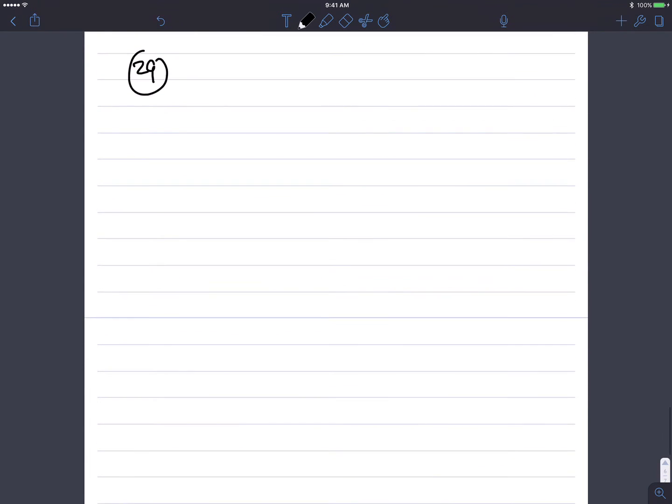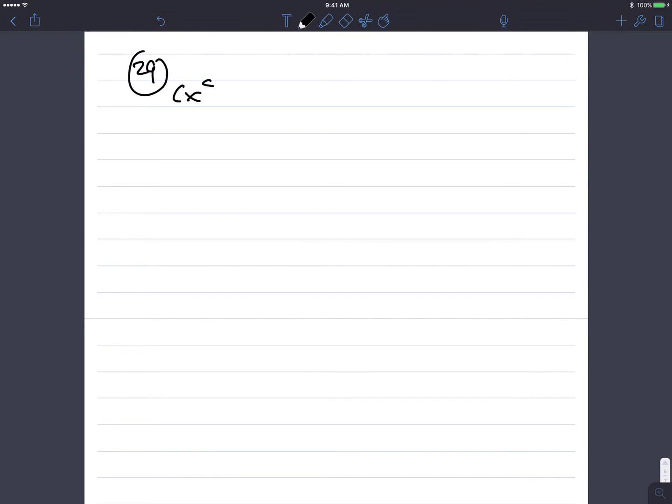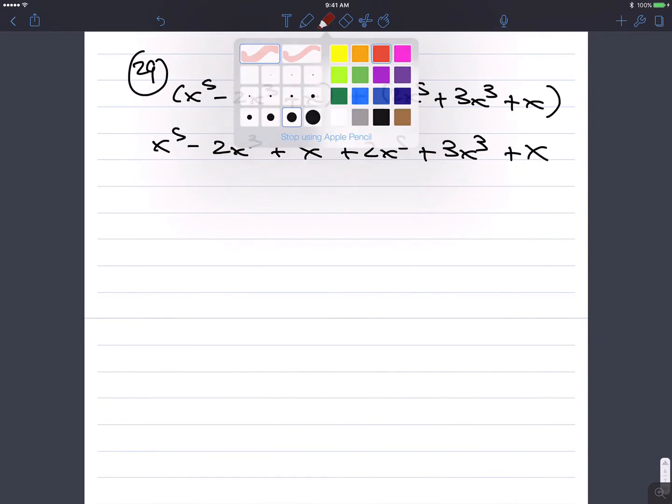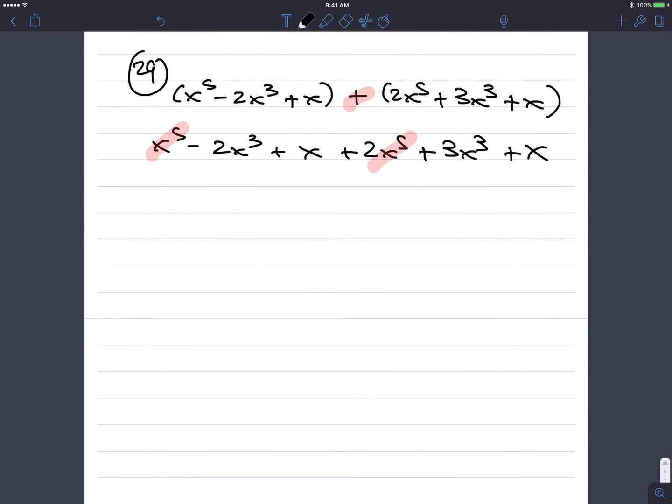So let's look at how we'll do number 29, which is x to the 5th power minus 2x cubed plus x, plus 2x to the 5th power plus 3x cubed plus an x. Since this is addition, we just drop the parentheses. So I have x to the fifth minus 2x cubed plus x plus 2x to the fifth plus 3x cubed plus our x. We can call the x to the fifth power apples. Combine those. 1 apple plus 2 apples gives you 3 apples.